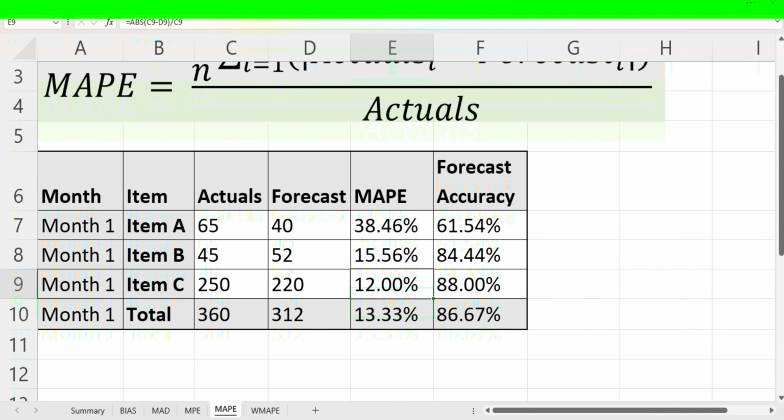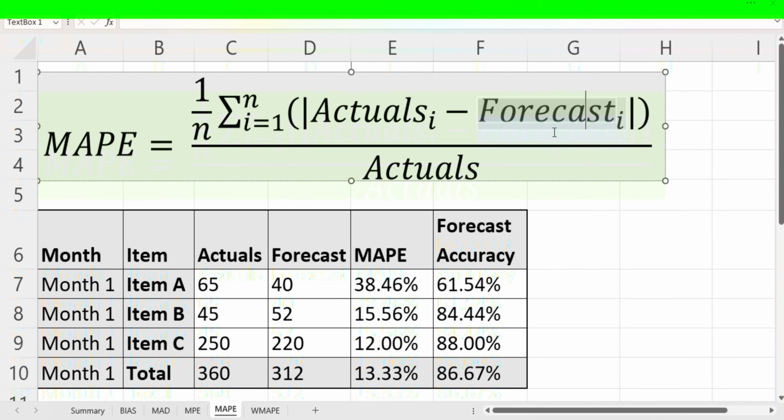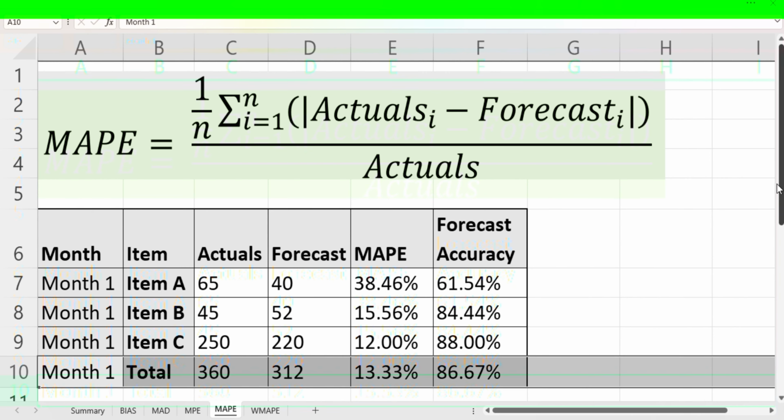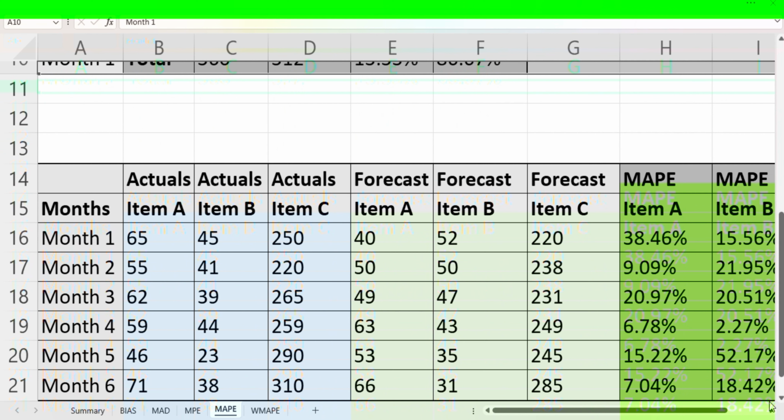So we have MAPE, the same formula, except the fact we calculate the absolute value here. I have the same table, forecast, actual for all three items. I calculate the MAPE using this formula. You see C7 minus D7 divided by C7. So I calculate the absolute value of the error, C7 minus D7, and divide by C7, that is actual. And I put the forecast accuracy, that is 1 minus MAPE. And I also have it at the total overall level. So similarly, you can calculate the MAPE for more than 1 month.